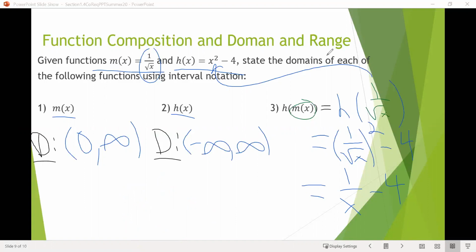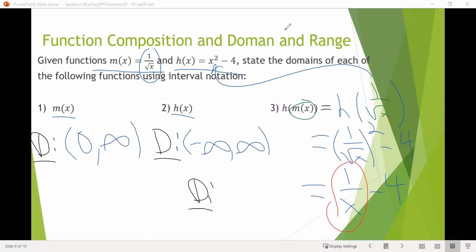And then to find the domain here, it might be tempting to say the only thing we have to worry about is this part right here, which is 1 over x. And we know the only restriction we have to think about there is that x cannot be 0, because we can't divide by 0.